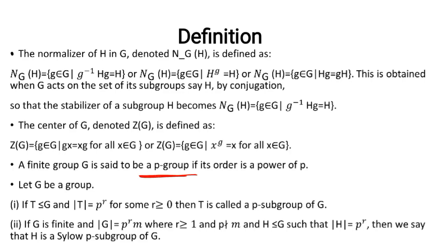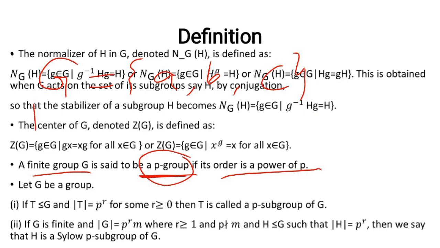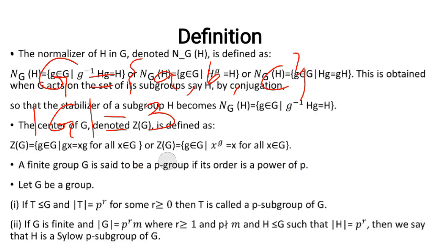Next, a finite group G is said to be a P group. So what's a P group? If its order is a power of P, where P is a prime number. So what's a finite group? When is it called a P group? You know what order is. So if G equals the elements A, B, C, clearly the order of G will be the number of elements in it, which is 1, 2, 3, right? So we have 3 elements. In this case, is 3 a prime number? Yes, 3 is a prime number. Therefore, this group that I've written on the board is a P group.